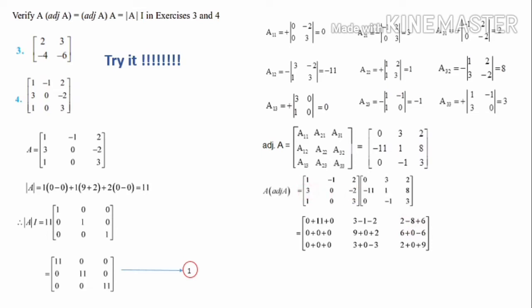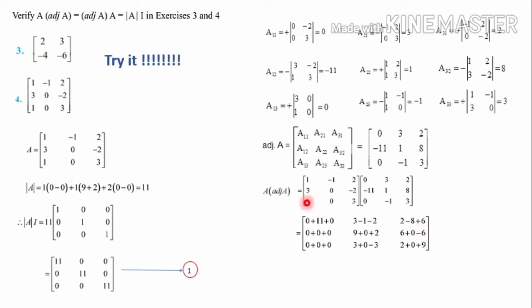Next, second row, first column: 3 into 0 is 0, again 0 into minus 11 is 0, then minus 2 into 0 is also 0. So 0 plus 0 plus 0. Next, second row, second column: 3 into 3 is 9, 0 into 1 is 0, minus 2 into minus 1 is plus 2. Next, second row, third column: 3 into 2 is 6, 0 into 8 is 0, minus 2 into 3 is minus 6.